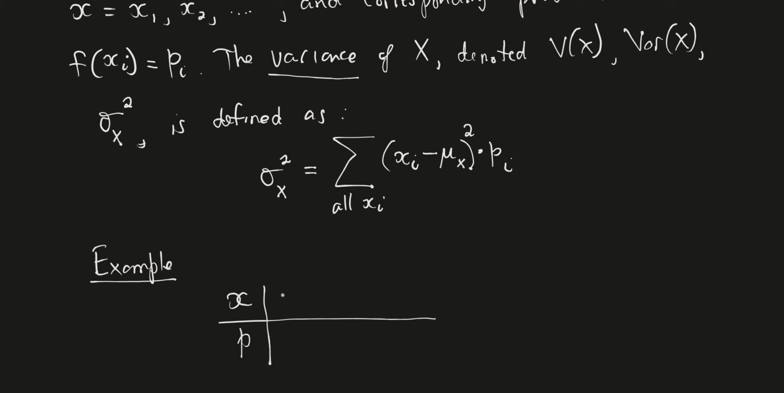Right? So it was 1, 2, 3, 4, and then the probability that x is equal to 1, that was 0.1. The probability that x is equal to 2, that was 0.3. The probability that x is equal to 3, that is 0.2. And then the probability that x is equal to 4, that's 0.4.